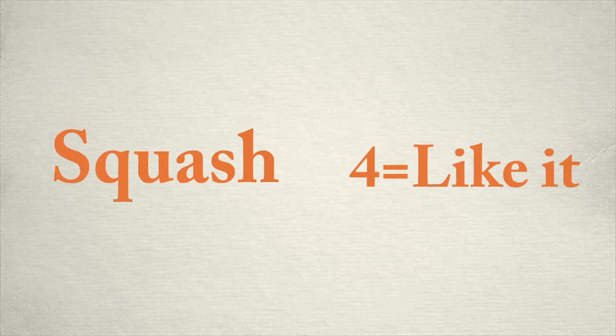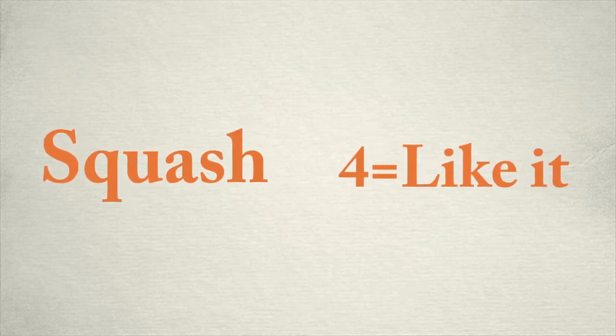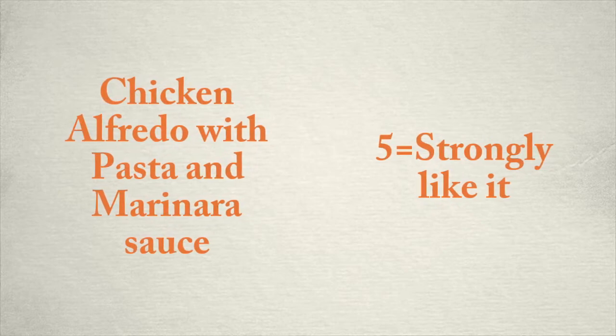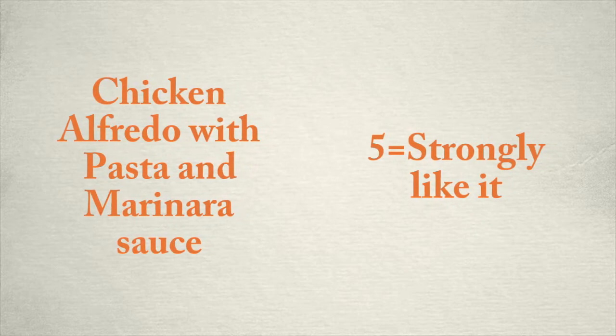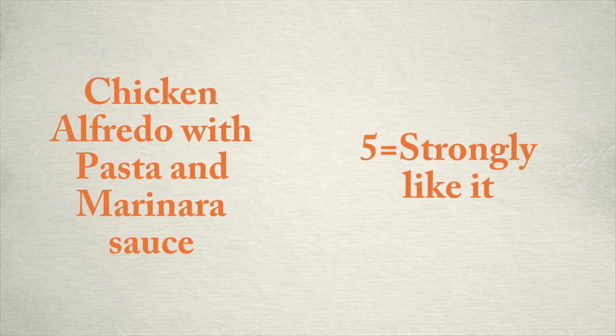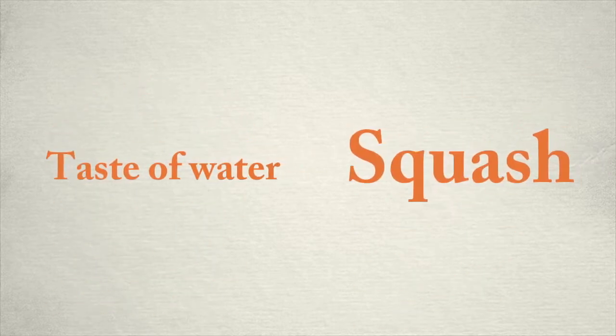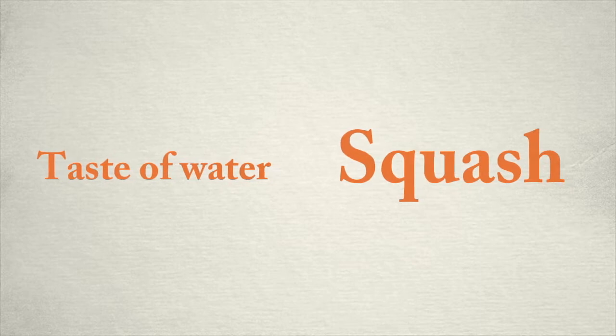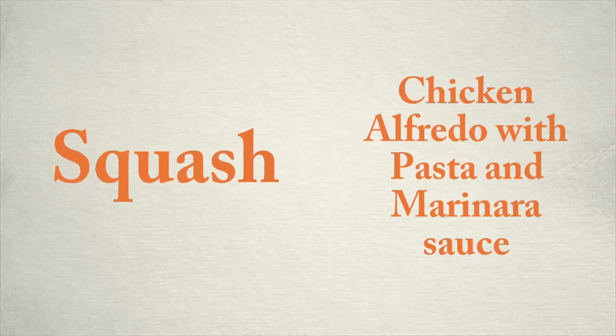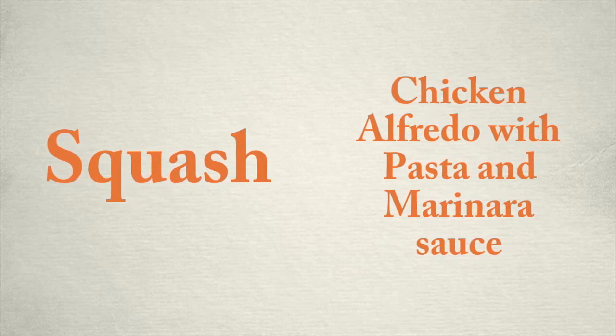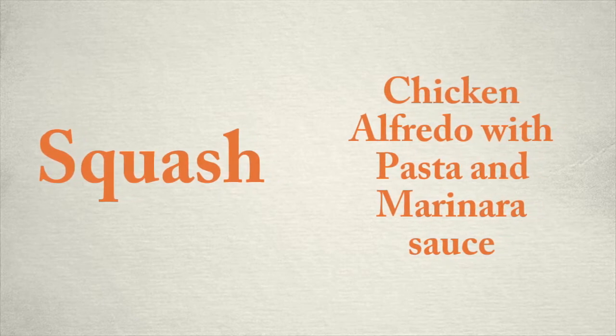Since I can't hear your answers, I'll give you mine. I like squash, but I could give it up. My all-time favorite food is chicken Alfredo with pasta and marinara sauce added. The sauces combine so nicely. Oh, it's so good. The gap between the taste of water and squash is noteworthy. I do like squash. There is a gap in how much I do like those two things. The gap between squash and chicken Alfredo is massive. I like one of these so incredibly much more.